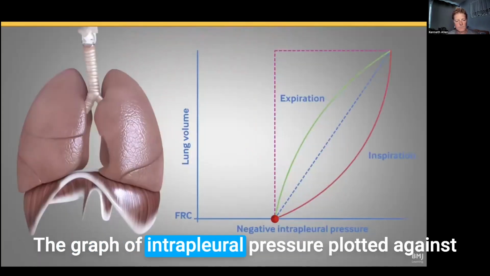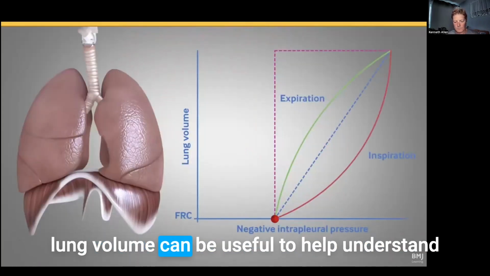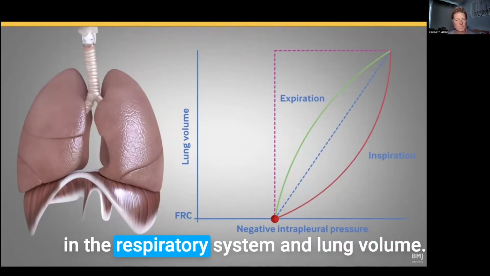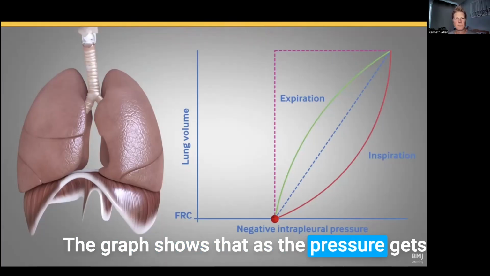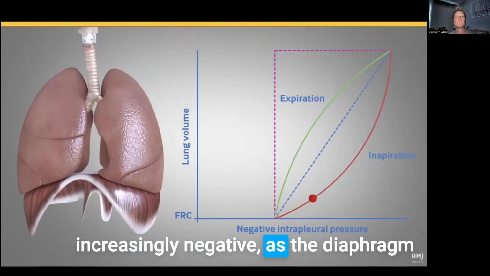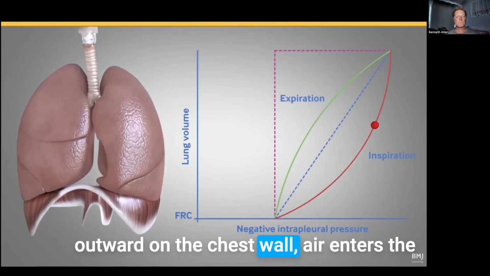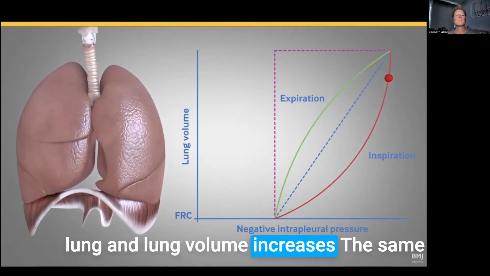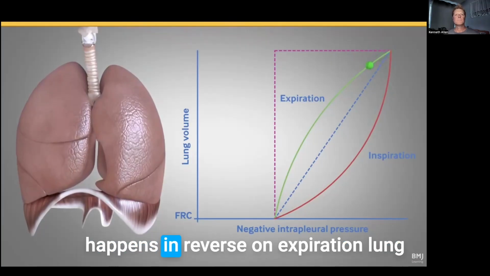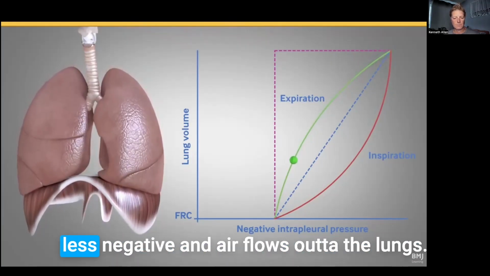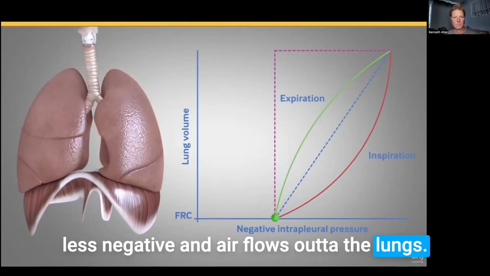The graph of intrapleural pressure plotted against lung volume can be useful to help understand the relationship between the pressure changes in the respiratory system and lung volume. The graph shows that as the pressure gets increasingly negative, as the diaphragm moves down and respiratory muscles pull outward on the chest wall, air enters the lung and lung volume increases. The same happens in reverse on expiration. Lung volume decreases as the pressure becomes less negative and air flows out of the lungs.